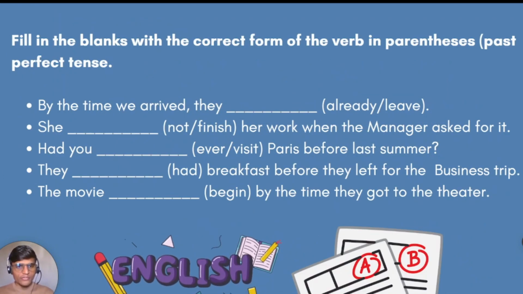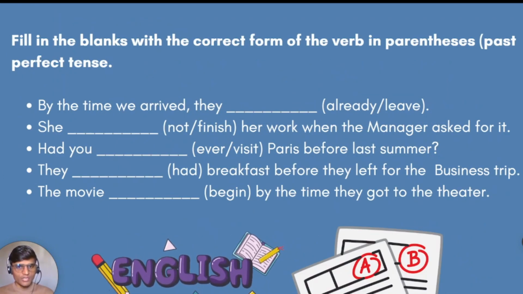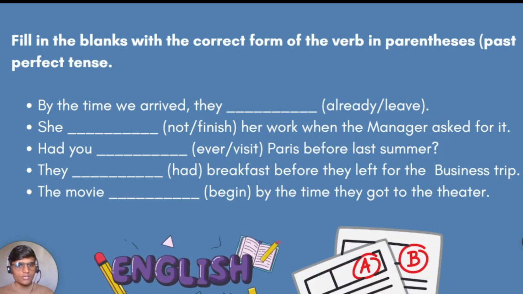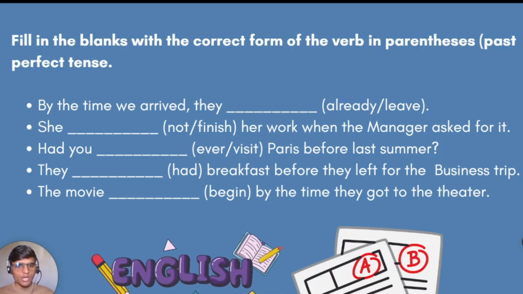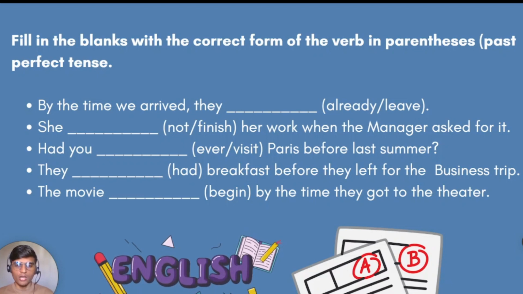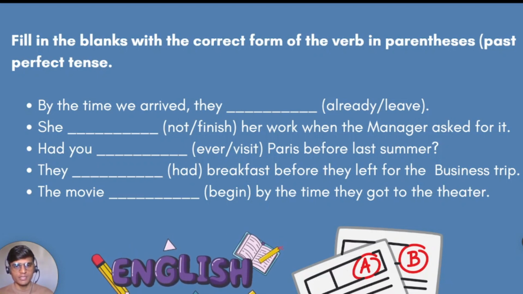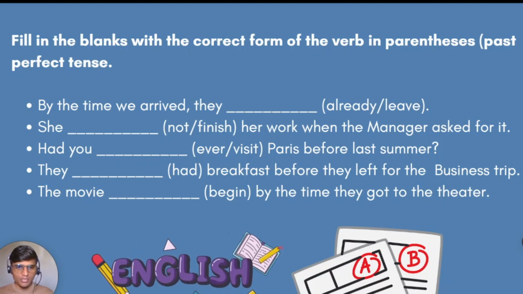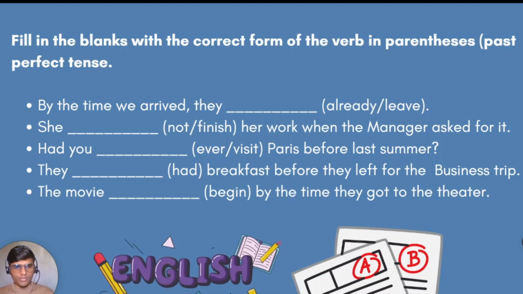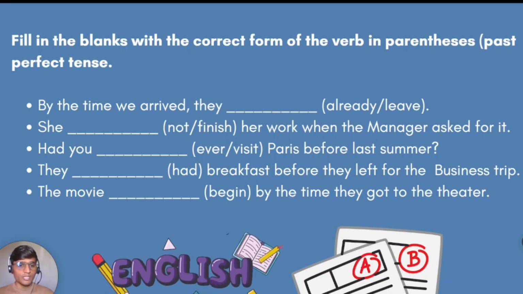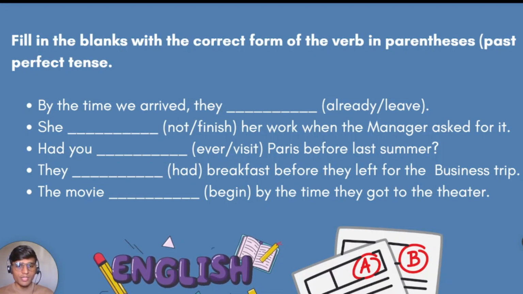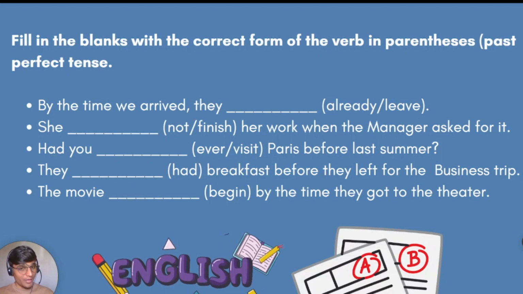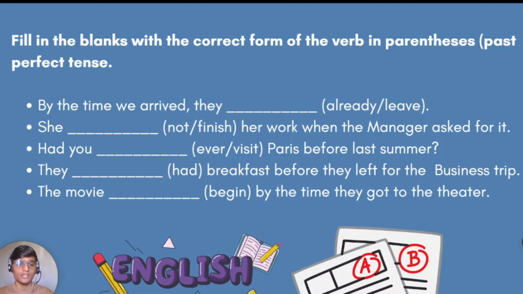Here you have a fill in the blanks exercise. You have to correct them. You have to simply tell me how to make the correct sentence. Let me help you with the first sentence, in order to make it easier for you. So by the time we arrived, they had. So now this is the exercise. You have to do it.